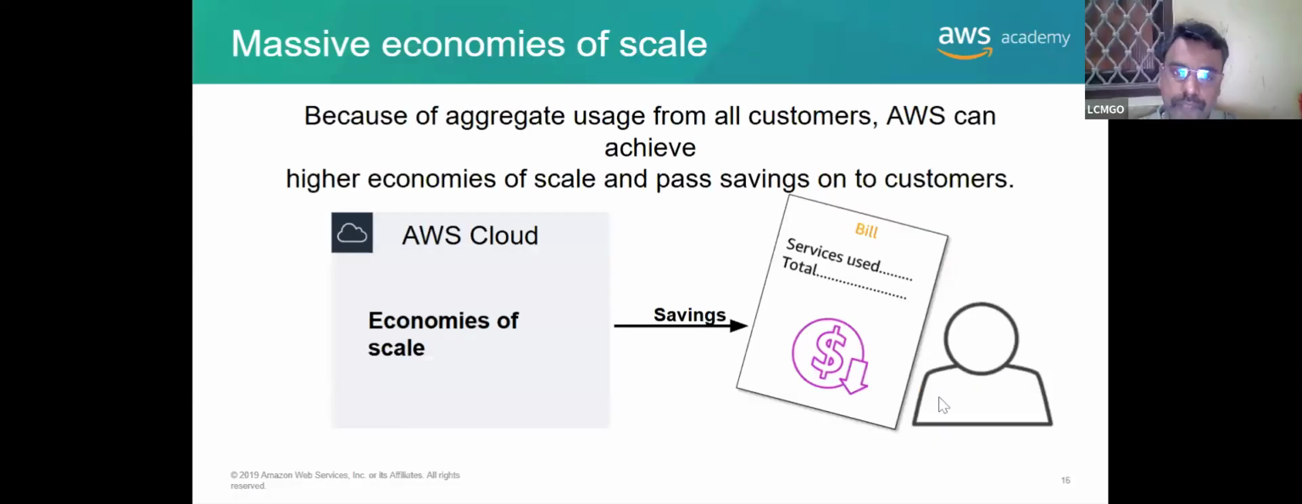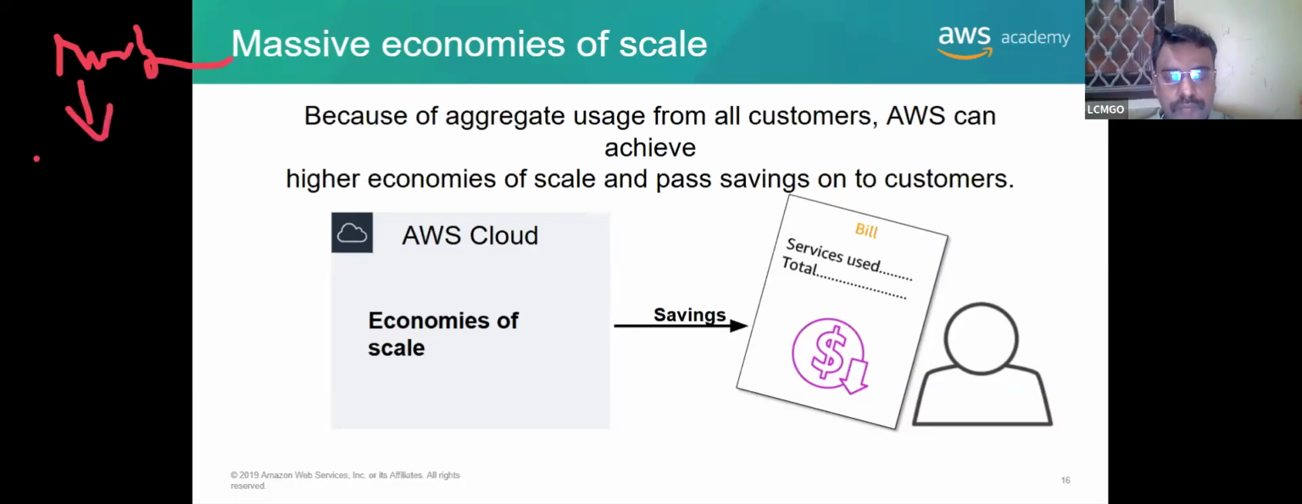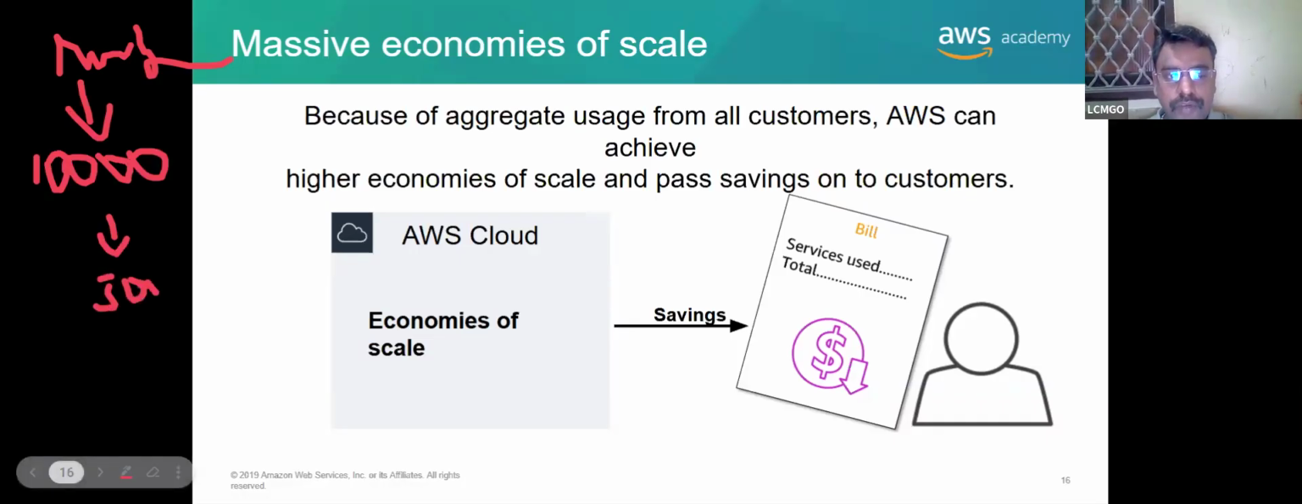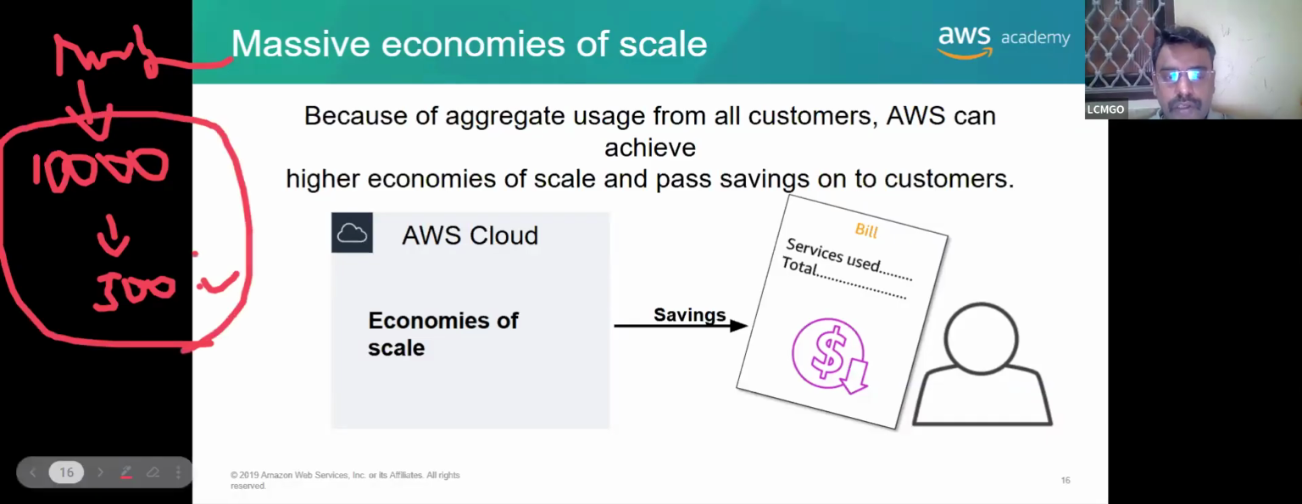Next one, massive economies of scale. What? Massive economies of scale. That means, for example, you have a friend. Your friend has a cloth center, maybe in Mumbai or somewhere. He says, I have 10,000 cloths. If you sell one cloth, I'll give you 500 commission. Now you have 10,000 cloths. How will you sell it?